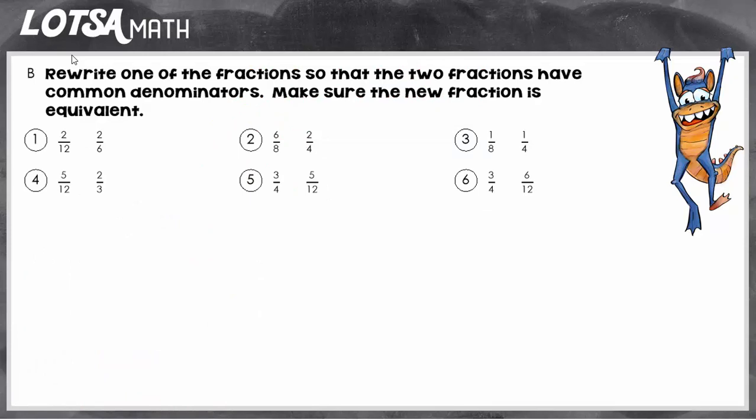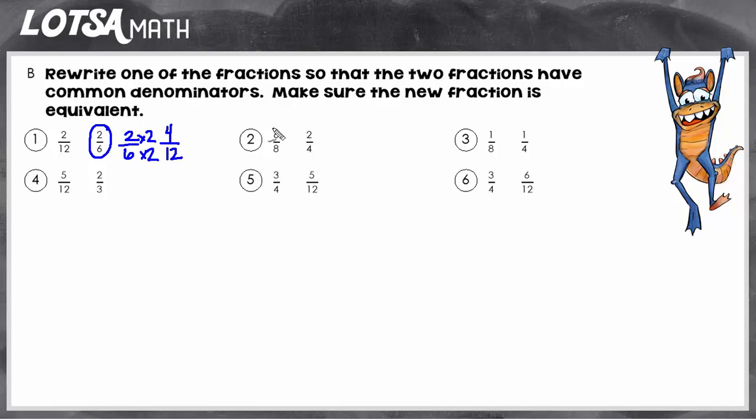On number 1, we have two fractions, 2/12 and 2/6. The directions say to rewrite one of the fractions so that they have common denominators. So I could choose to rewrite 2/12 into an equivalent fraction or 2/6. I'm going to rewrite 2/6 to have 12ths because I can use multiplication to go from 6 to 12. So I have to multiply by 2 to get to 12, and what I do on the bottom, got to do on the top, and 2 times 2 is 4. So I've rewritten 2/6 as 4/12, and now they both have common denominators.